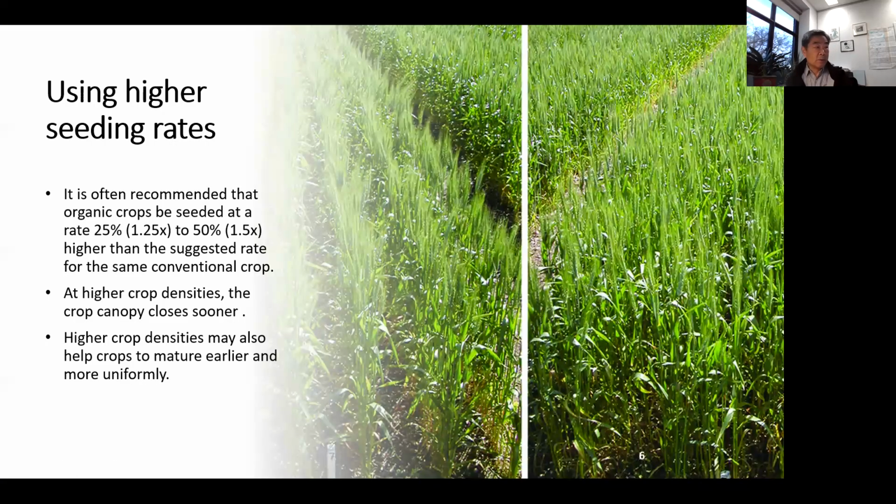The second one is using a higher seeding rate. Actually, this is a generalized concept. And I remember a couple of years ago, there was an organic farmer who called me. He didn't really use a higher seeding rate because he had a chicken operation on his farm.